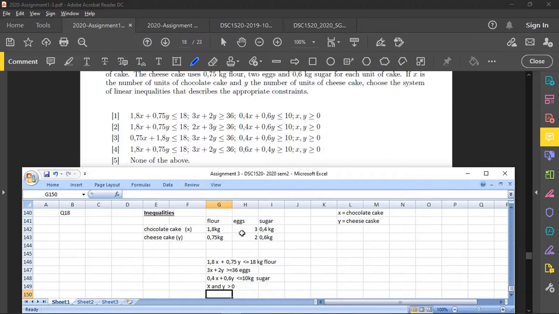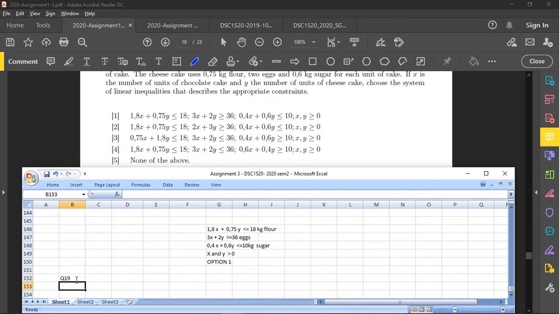What do we have here? 1.8x plus 0.7y less than or equal to 18. That one looks right, so option 1, 2, or 4. 3x plus 2y greater than or equal to 36. That looks right. Okay, that one is less than, so it must be option 1. 0.4x plus 0.6y less than or equal to 10, and then x and y greater than 0. That's option 1.